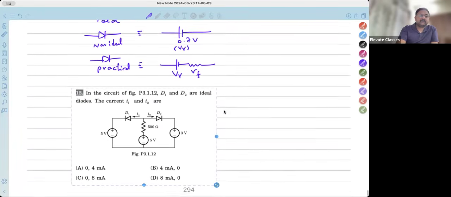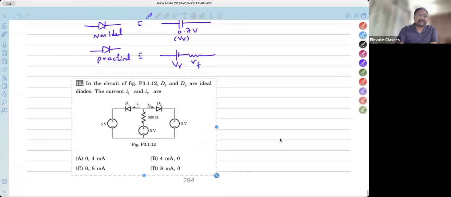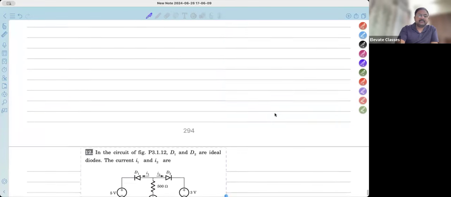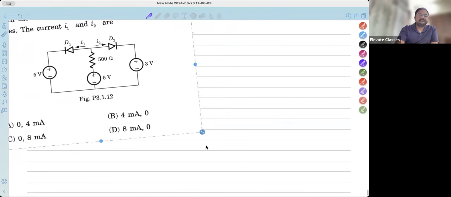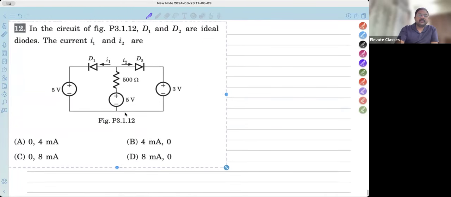Now, let's do this problem. I'll just go to the next page to get some more space to solve this. Now this is your problem. In the circuit shown below, D1 and D2 are diodes. The currents I1 and I2 are.